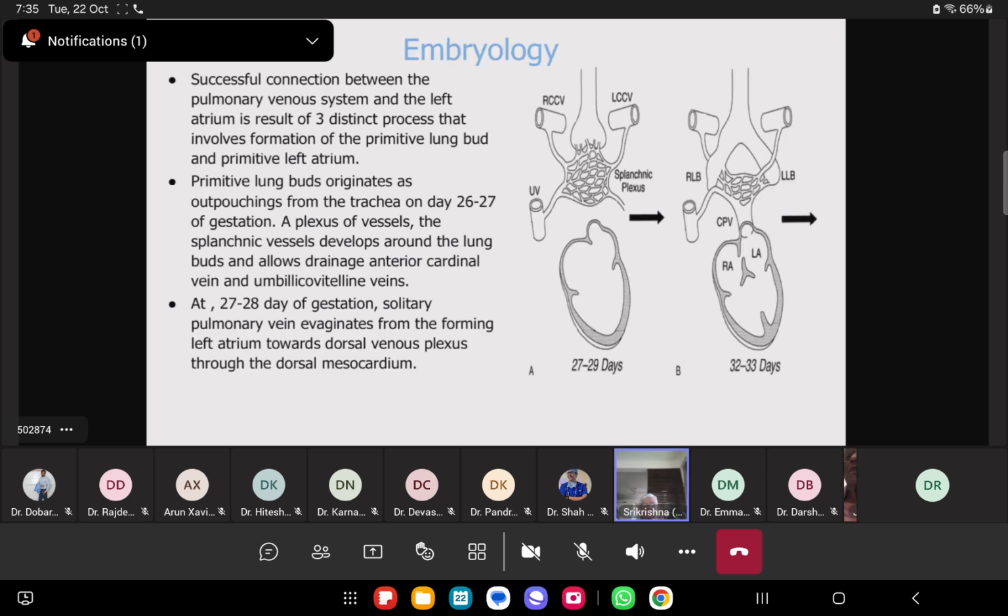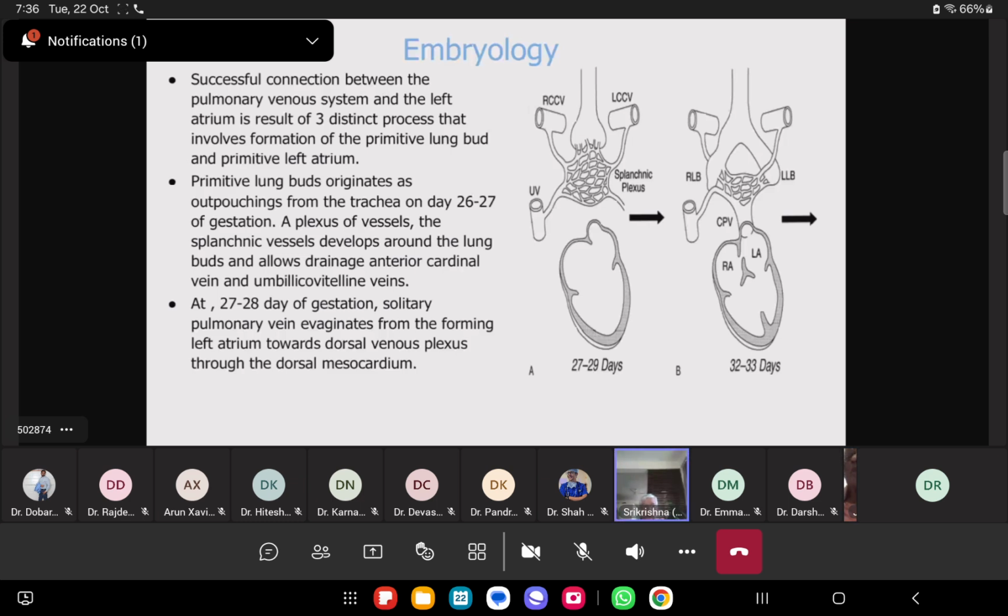Coming to the embryology, successful connection between the pulmonary venous system and the left atrium is a result of three distinct processes that involve the formation of the primitive lung bud and the primitive left atrium. The primitive lung bud originates as outpouchings from the trachea on day 26-27 of gestation. A plexus of vessels, the splanchnic vessels, develops around the lung buds and allows drainage into the anterior cardinal veins and the umbilicovitelline veins.